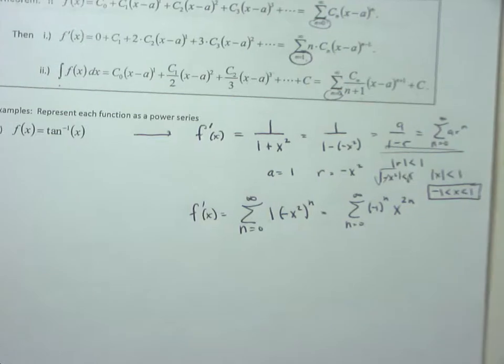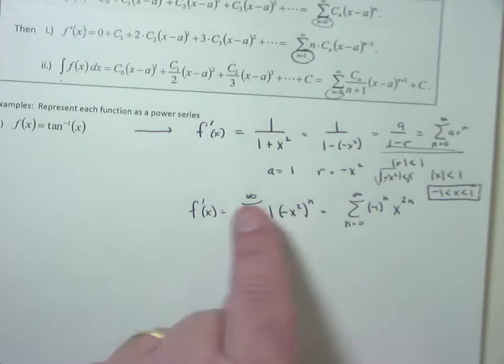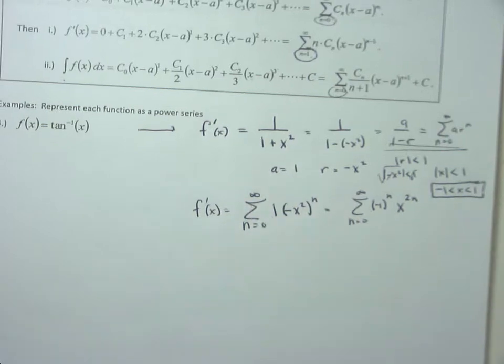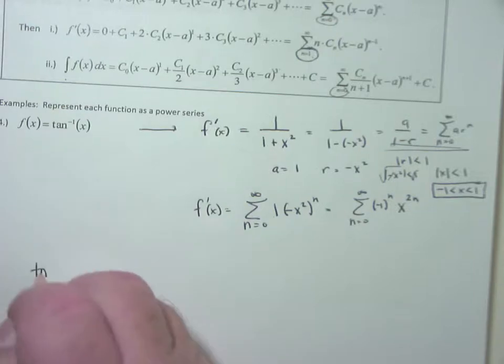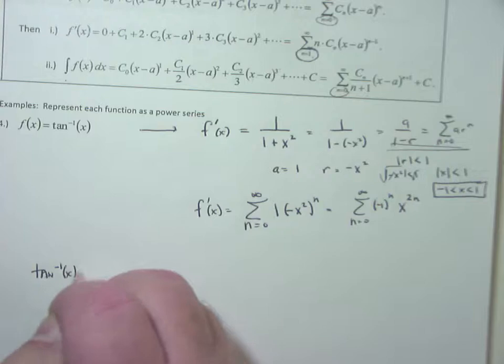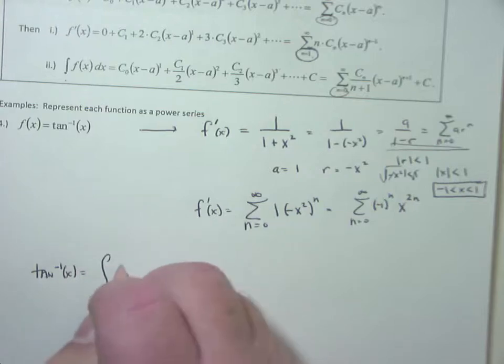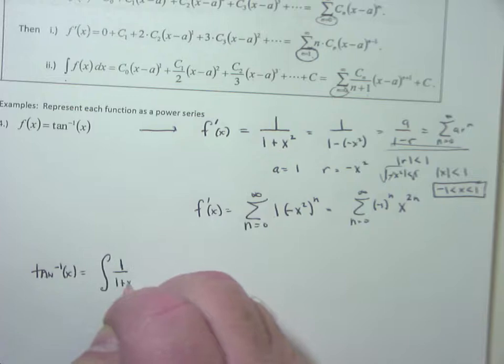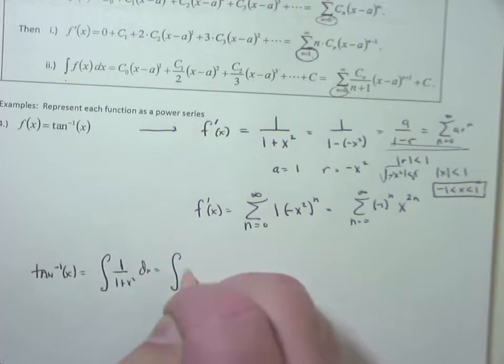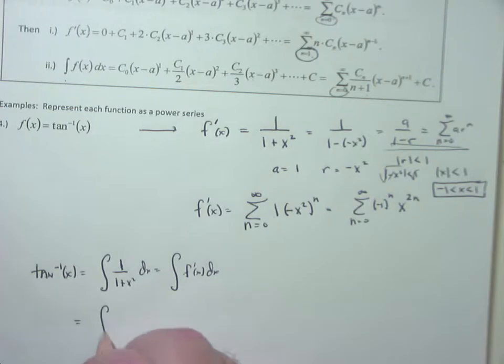But here's my problem. We just converted this to a power series, but we didn't convert the problem to a power series. We converted its derivative to a power series. So how am I going to get the original function as a power series? What do you have to do to the derivative to get the original function back again? Integrate. So just to remind you, the arctangent, or tangent inverse of x, is equal to the integral of 1 over 1 plus x squared dx. It's the integral of the derivative function. Does that make sense? So I need to integrate.